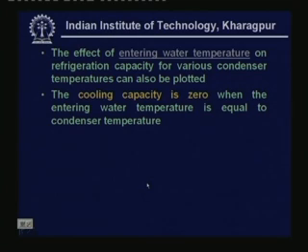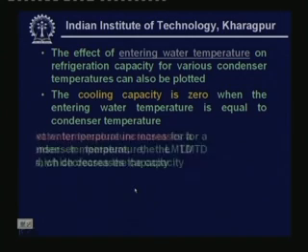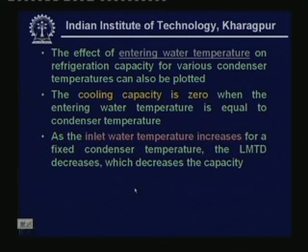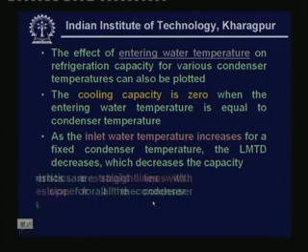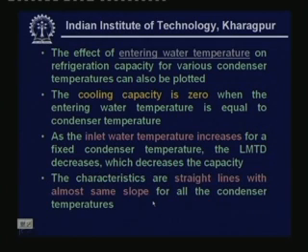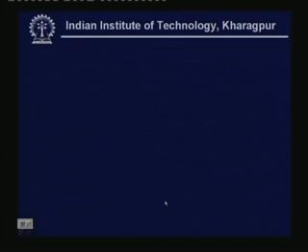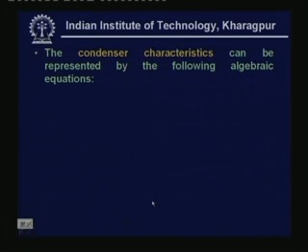So, as I mentioned, the cooling capacity is 0 when the entering water temperature is equal to condenser temperature. As inlet water temperature increases, for a fixed condenser temperature, the LMTD decreases, which decreases the capacity. The characteristics are straight lines with almost the same slope for all the condenser temperatures. The condenser characteristics can be represented by the following algebraic equations.